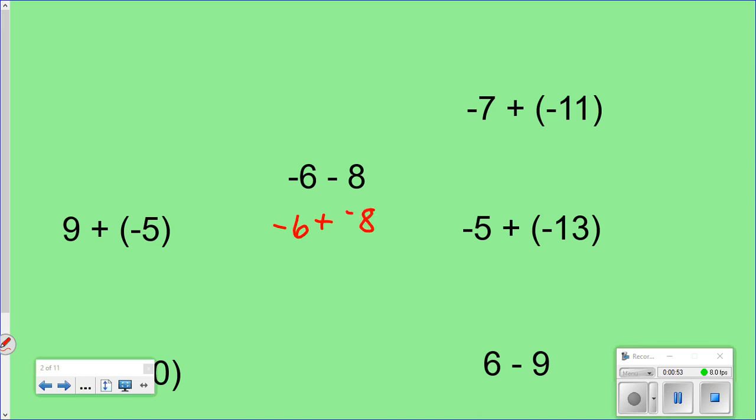Okay, a lot of people sometimes forget to change this because they assume that that's a negative already. They get confused. So negative 8 plus negative 6 is actually negative 14.